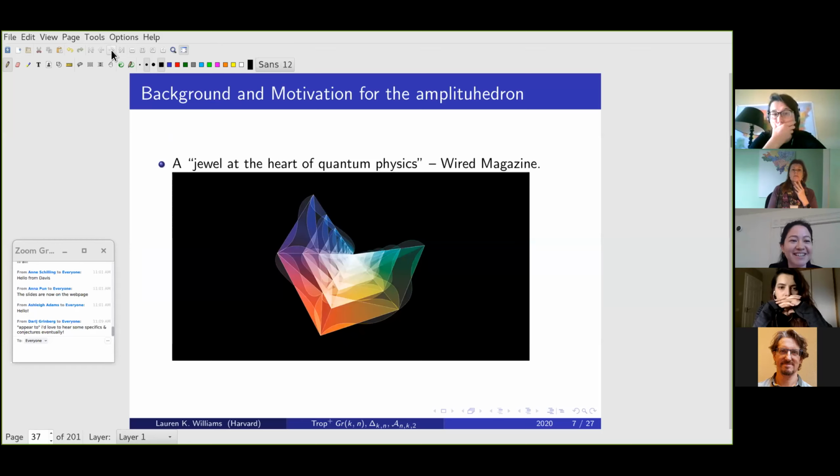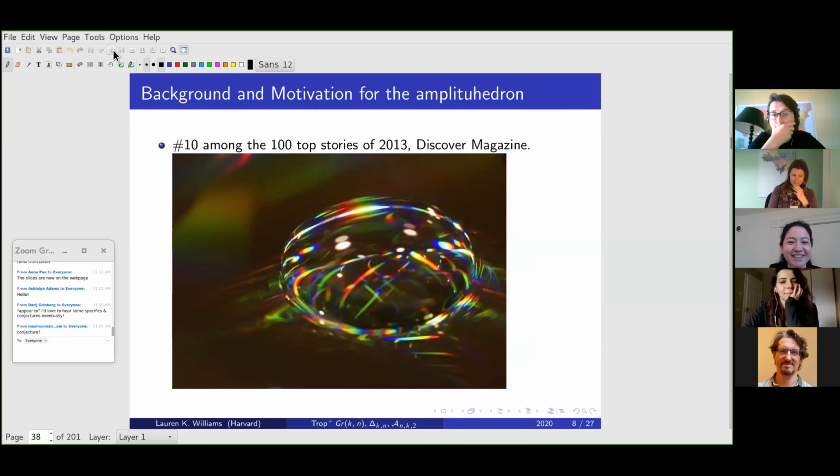It got quite a lot of popular press when it was introduced. Wired magazine called it a jewel at the heart of quantum physics. And an artist came up with this picture. I'm not quite sure how. It was also ranked number 10 among the 100 top stories of 2013 by Discover magazine. And I don't know where the artist came up with this other picture either, but I will show some pictures in a few slides.